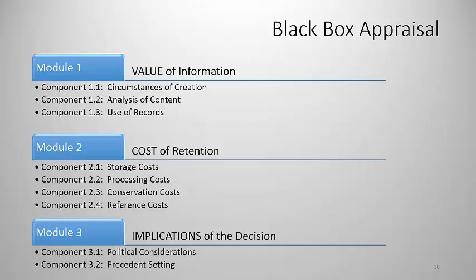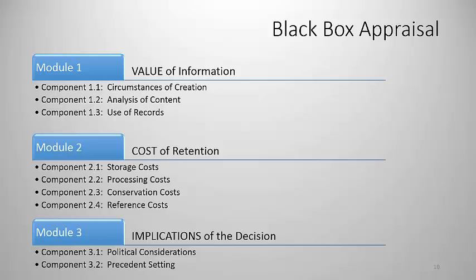Their second module is cost of retention. What is the storage cost of keeping this body of records? What is the processing cost? If you have to repair the records, what are the conservation costs? And finally, what are the reference costs? And if the cost is too steep, you might not be the right repository for this collection.